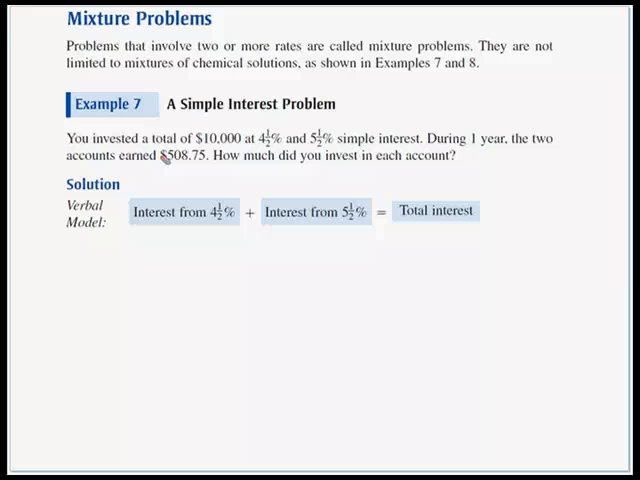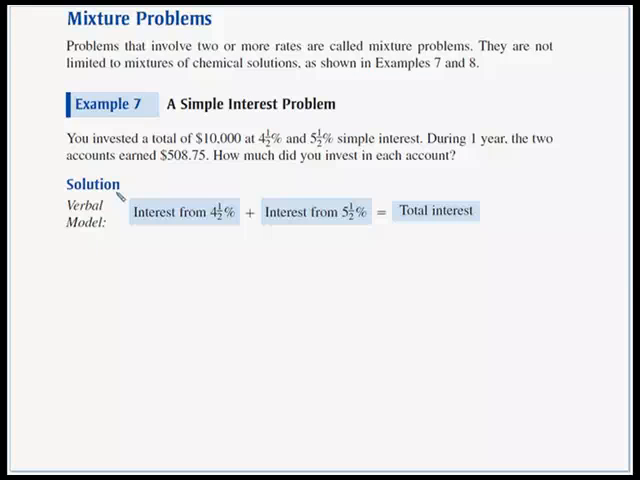Mixture problem. These can sometimes get a little tricky. Problems that involve 2 or more rates are called mixture problems. And they are not limited to mixtures of chemical solutions, as we're going to see in these next 2 examples. So you have invested a total of $10,000 in 2 different accounts. One account is 4.5%, the other account is 5.5%. And we don't know how much we put in each account. During 1 year, the 2 accounts earn the interest amount of $508.75. How much did you invest in each account?